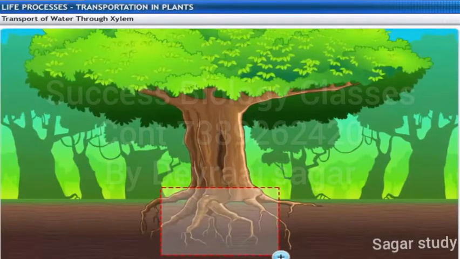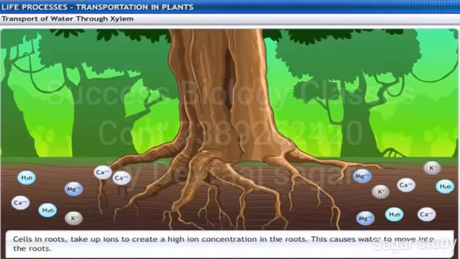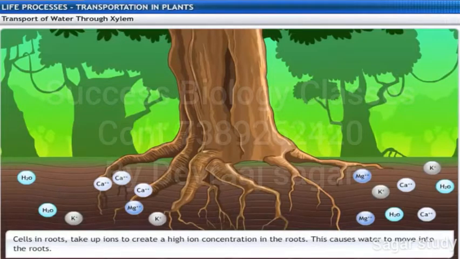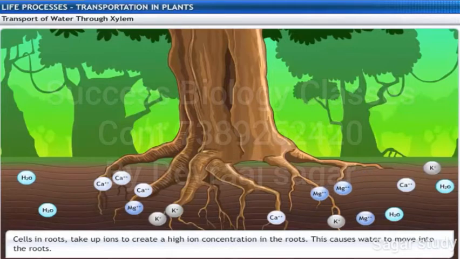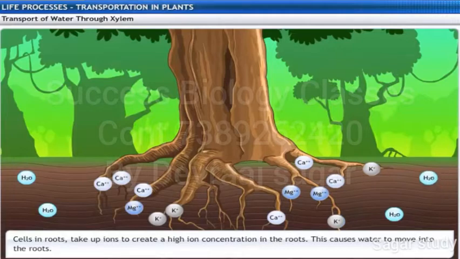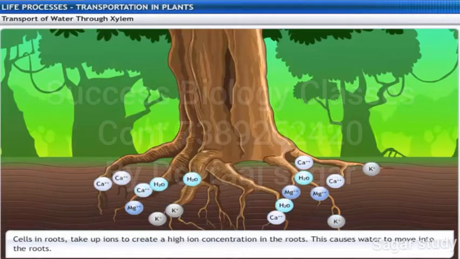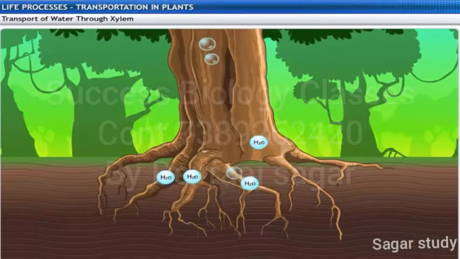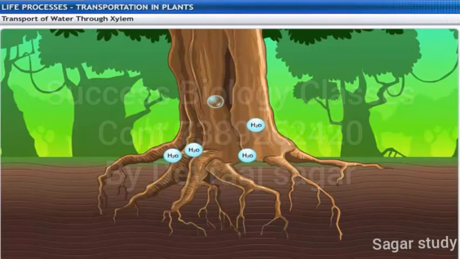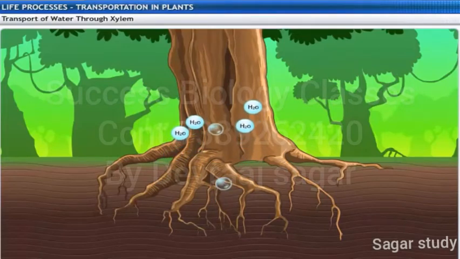Plants get their nourishment from soil. In the roots, the cells in contact with the soil take up ions. This creates a higher concentration of ions in the roots than in the soil. Therefore, water moves into the roots from the soil to eliminate this ionic difference. This process is known as osmosis. This ensures a steady movement of water into the roots, creating a water column that is pushed upwards.